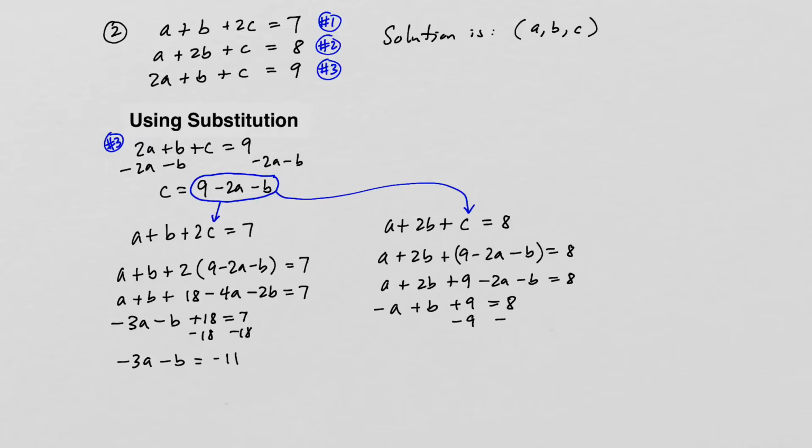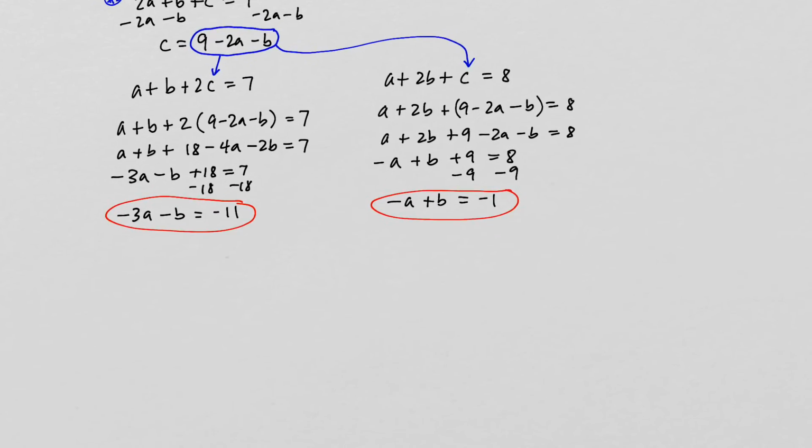And then solve. Well, get the a and the b on one side, get the number on the other side. Okay. And now you can see we now have these two equations, which only have a and b together. So now if we put those two equations together, I can solve this system however I want.